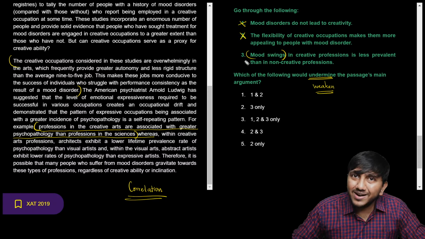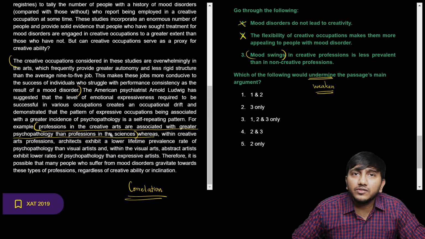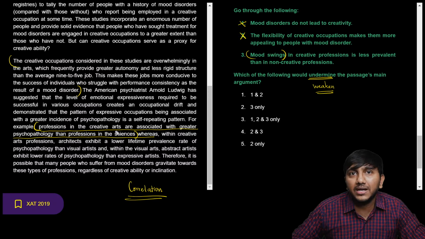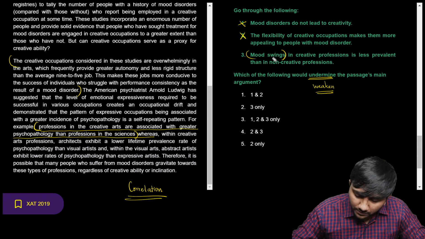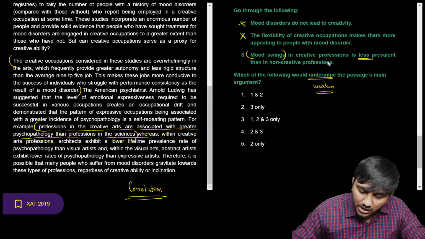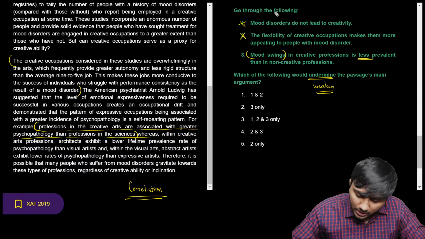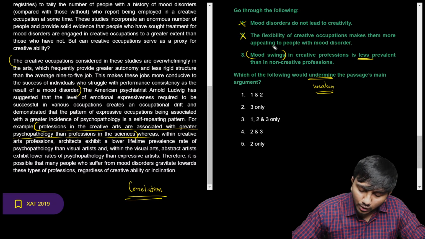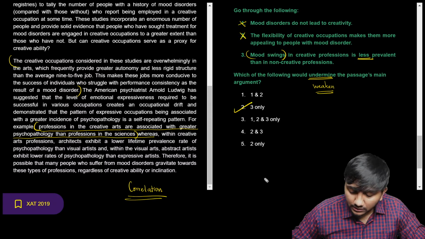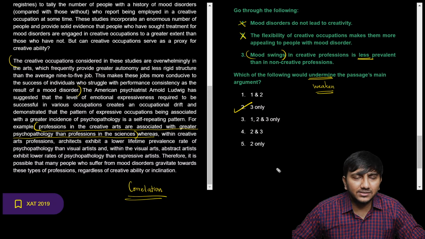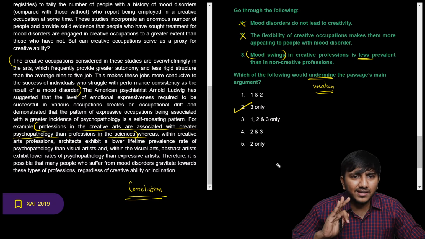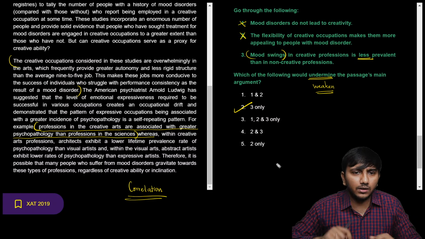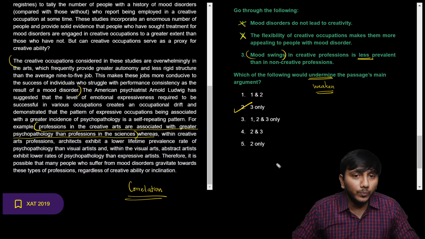So if statement 3 were to be true, then these premises will go for a toss. That will start undermining our author's argument. So mood swings in creative professions being less prevalent than in non-creative professions will be a problem. So the only one that is going to undermine of these 3 is statement 3. So the answer is option 2, which says statement 3 only is going to undermine the author's argument. Please type 2 if everybody is clear with why we are going with statement 3 only for this question.